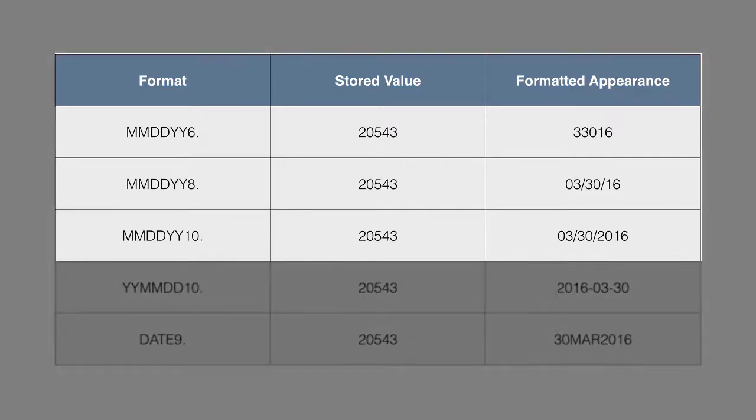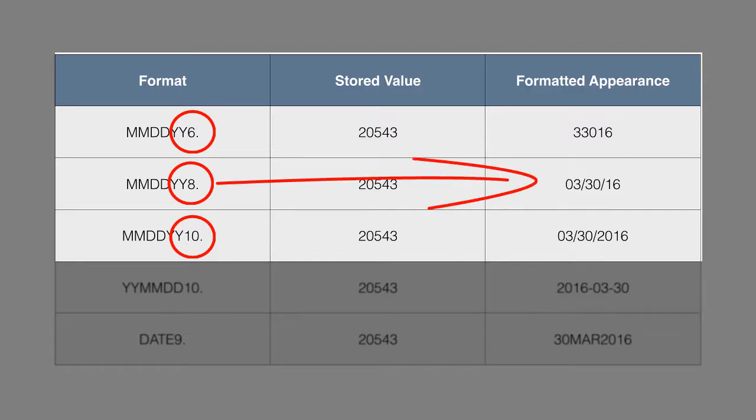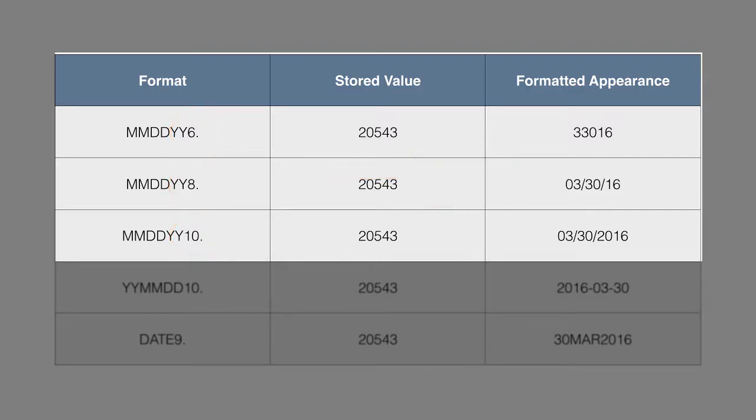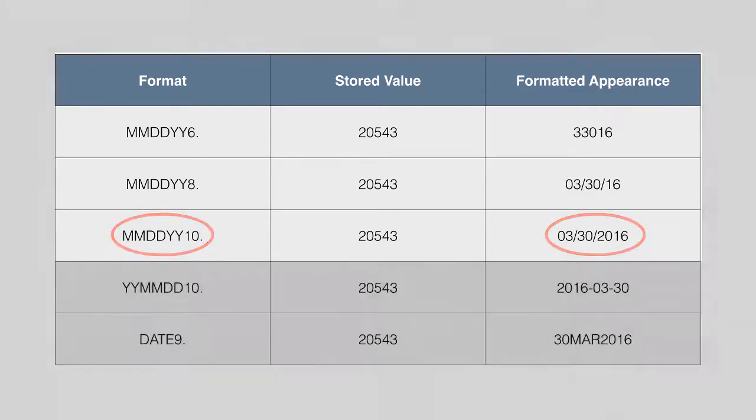Let's start by looking at the MMDDYY formats. These formats display dates as numeric month, day, and year. The number at the end of the format sets the total width of the value to be displayed, including any characters. Starting from the top, you can see that MMDDYY6 displays the 2-digit month, 2-digit day, and 2-digit year without any forward slashes. In MMDDYY8, the increased width allows for the addition of 2 forward slashes. In MMDDYY10, the width of 10 allows for 2 forward slashes and a 4-digit year to be displayed.